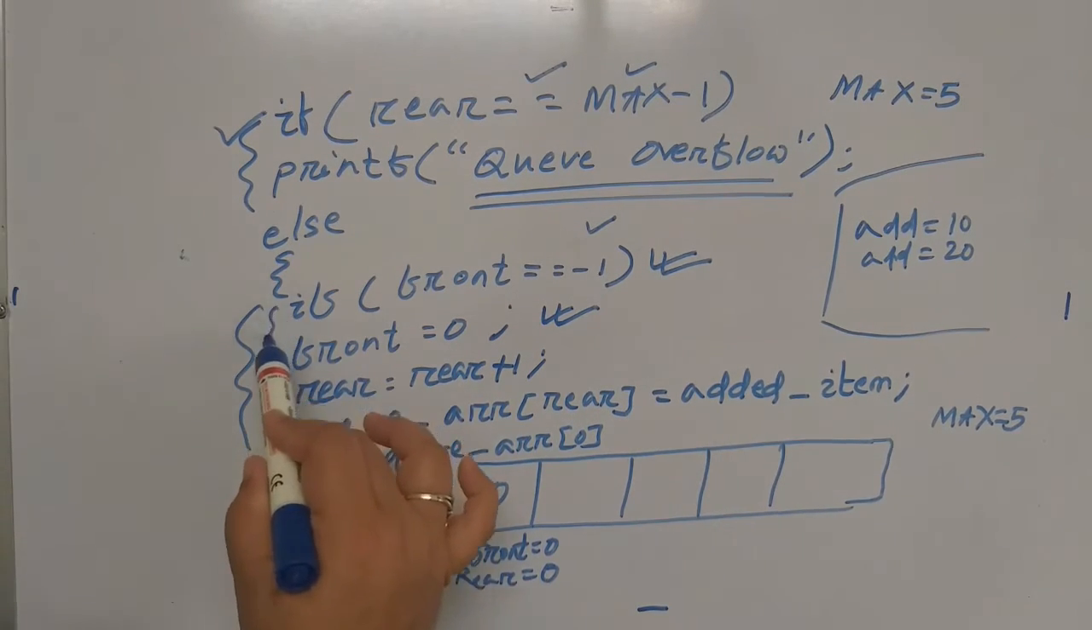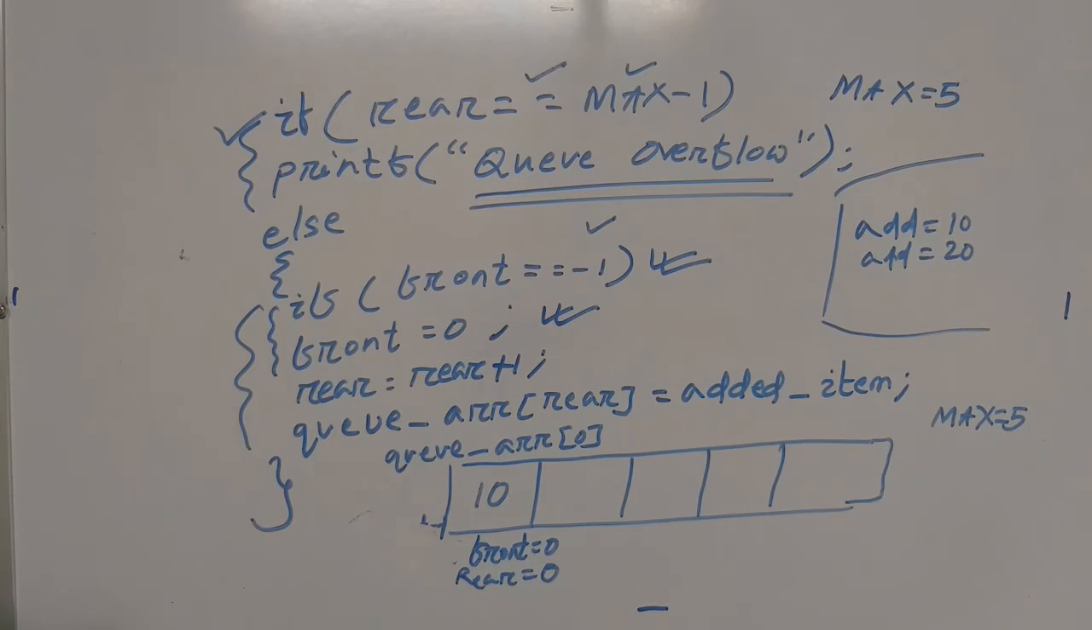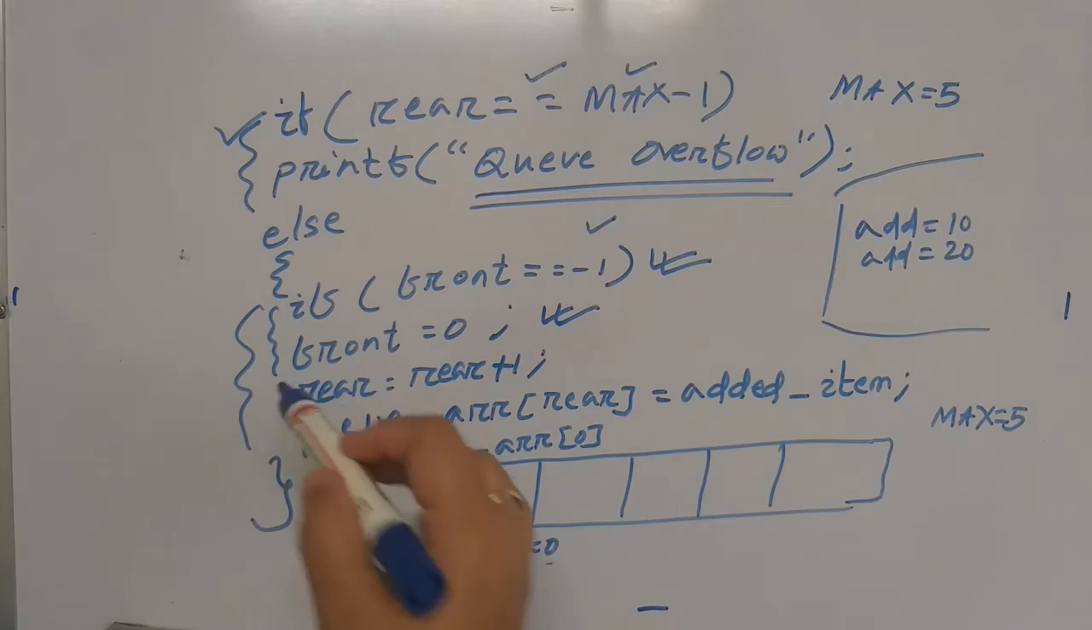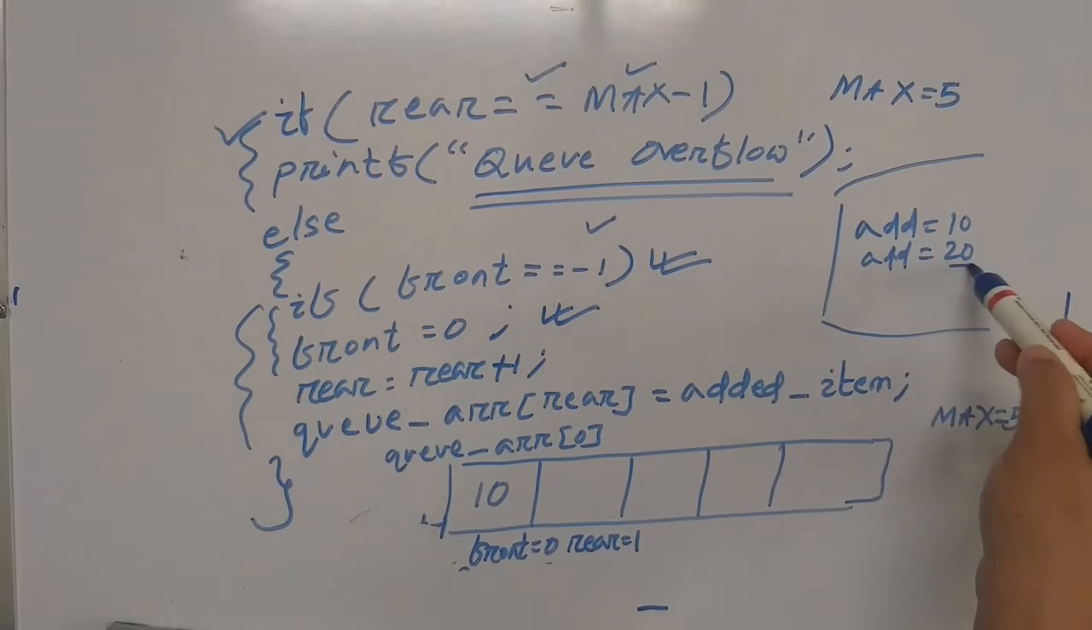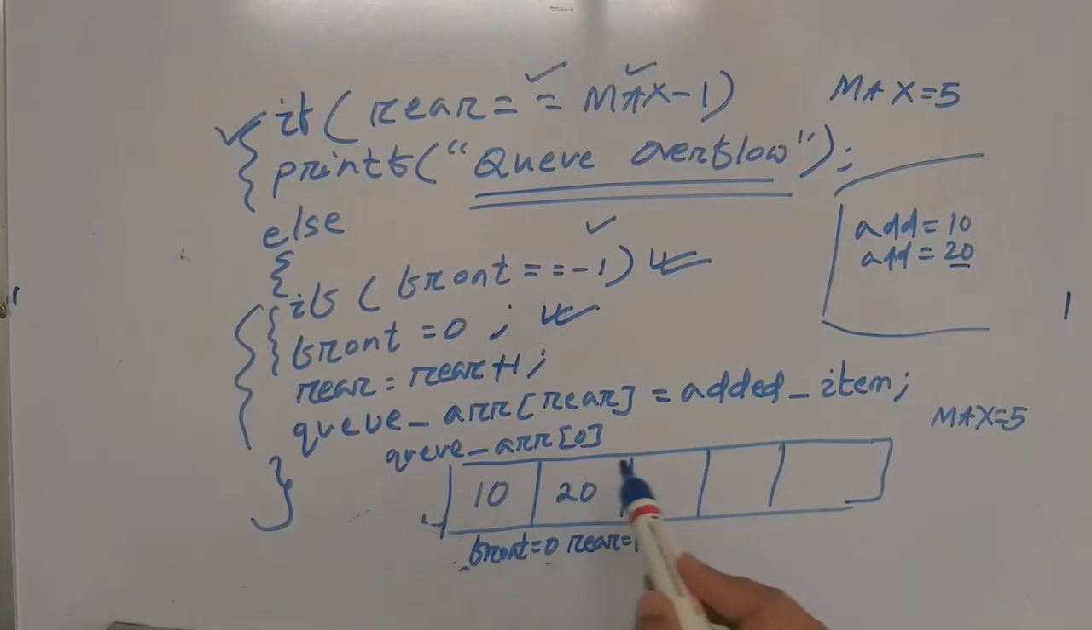The if is not satisfied, which means the next line is not executed, but rear equal to rear plus 1 is. So once again we write that rear is incremented by rear plus 1, but not the front, because this if is not executed. So rear equal to rear plus 1, which is 1. Okay, so whenever it is 1 we add that 20, so 20 is added here.